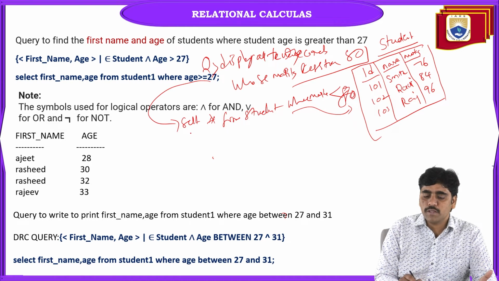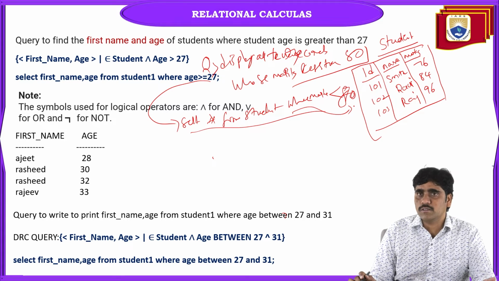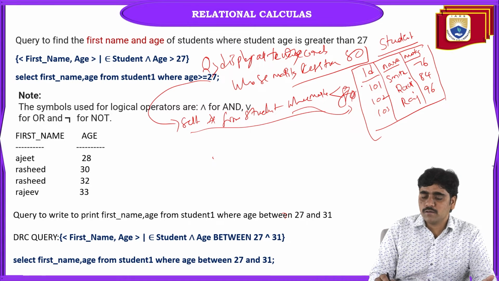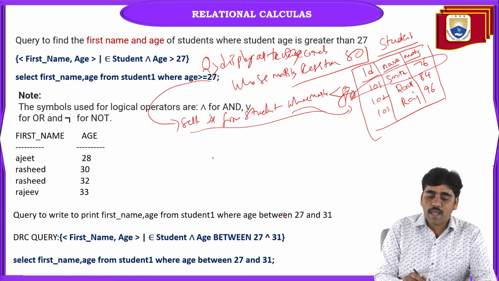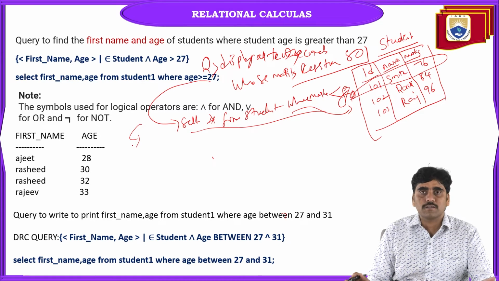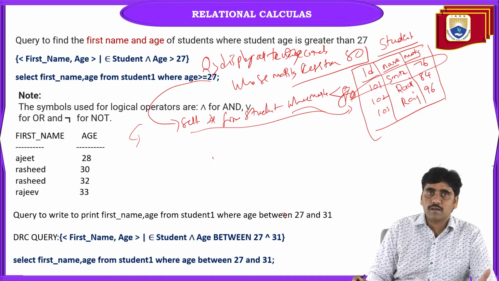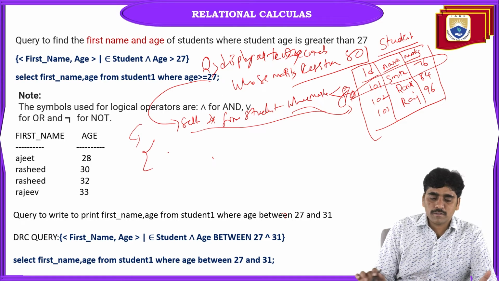So now this is the query. I can write it and execute it. Based on this, I'll get only this result. But for this, I have to write domain relational calculus also. So how can I write domain relational calculus?